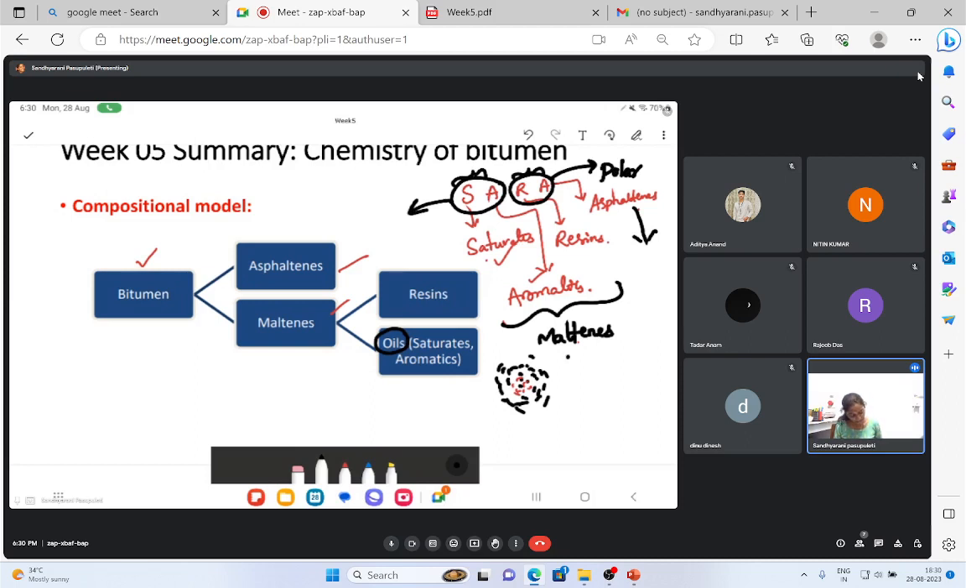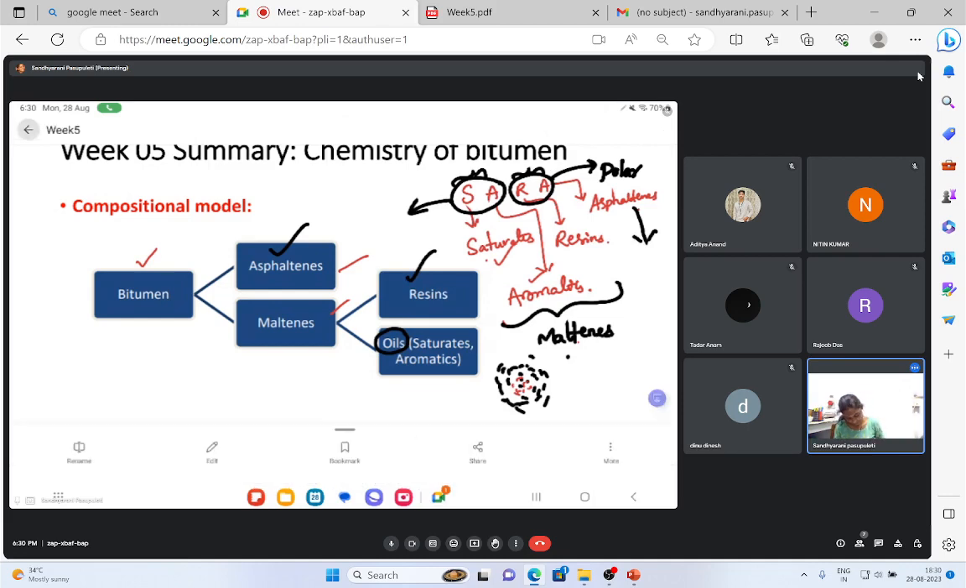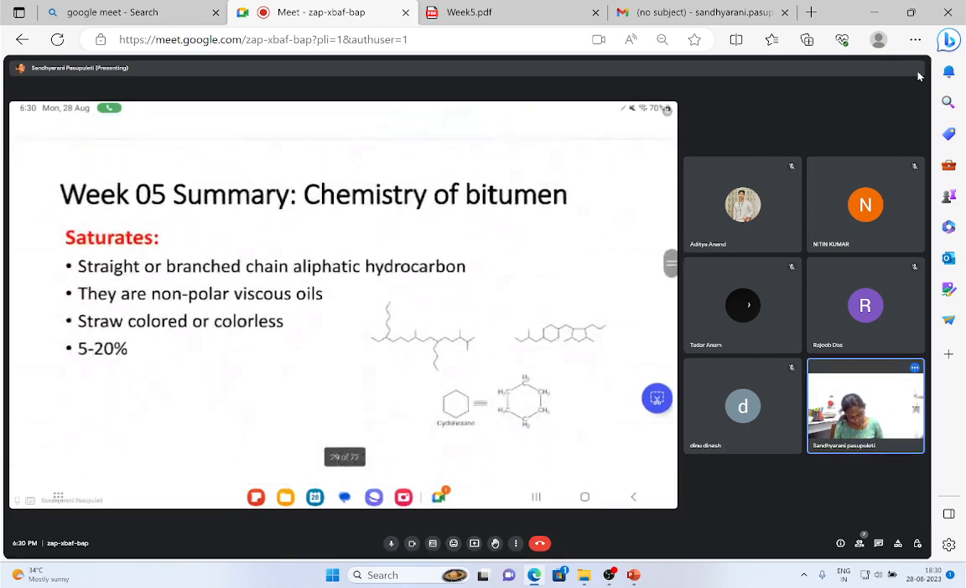Among these, resins and asphaltenes, the asphaltenes are more polar in nature. So any kind of bitumen that has higher asphaltenes has a higher probability to react within the bitumen molecules and also with the aggregates and other molecules or the environment. So let us see very briefly about these components.